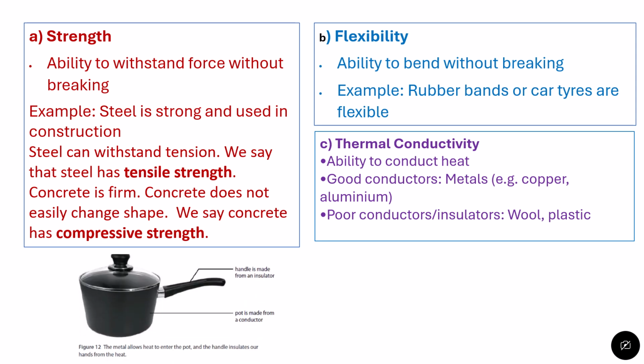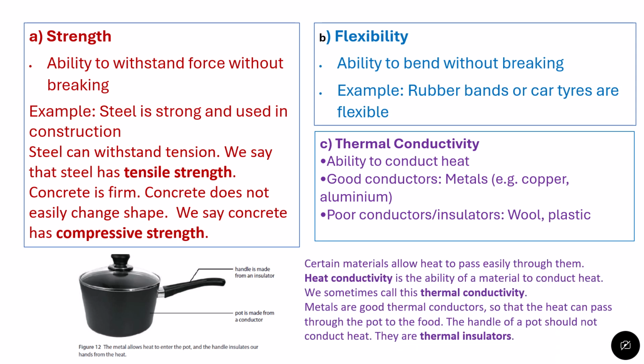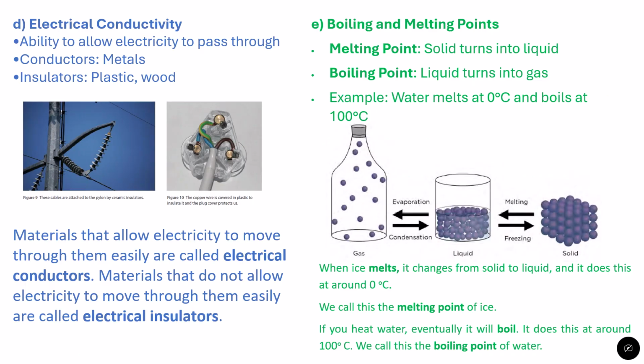Now, if we look at the saucepan, the good conductor of heat is basically the boiling part in this figure, where the water goes into the pot. Then the poor conductor is the handle because you can hold it while it is on the stove and you won't get burned. So the handle is made out of plastic, which is a poor conductor of heat. So we call it a thermal insulator. And thermal conductivity is basically heat conductivity. That means it allows heat to pass through it.